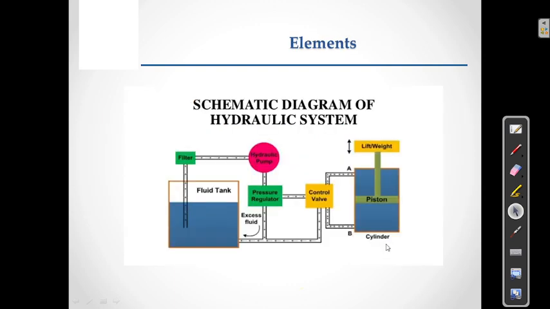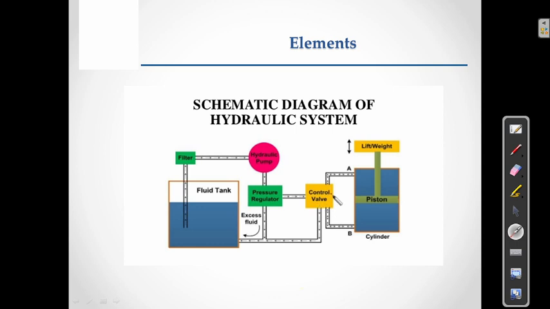So this is the schematic diagram of a hydraulic system. See here, one fluid tank is there and connected with the filter, hydraulic pump, and here this is the pressure regulator, because after the pump the fluid will come out pressurized, then there will be a pressure regulator. It will be connected to the control valve.